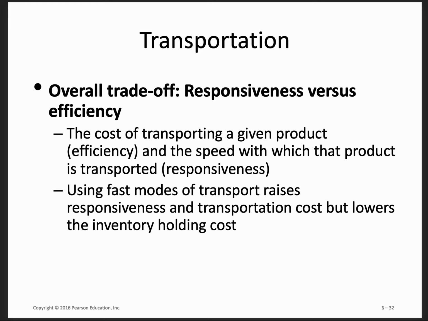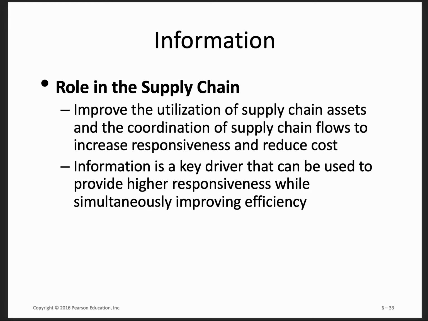Finally, let's talk about information. So information, the role of information in the supply chain is to improve utilization of the assets that you have within the supply chain, and to also allow for coordination. So if you look at in real life, when you have supply chains that are made up of multiple companies, and you're trying to manage the whole supply chain, unless you have a major partner in a supply chain that can sort of wrangle all the different players in a supply chain, it is very hard to do coordination across a supply chain.